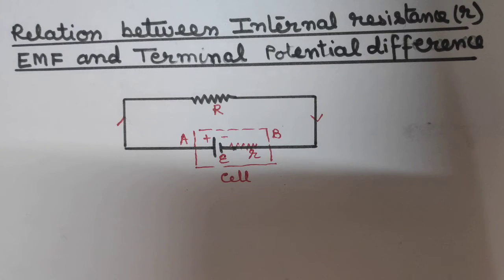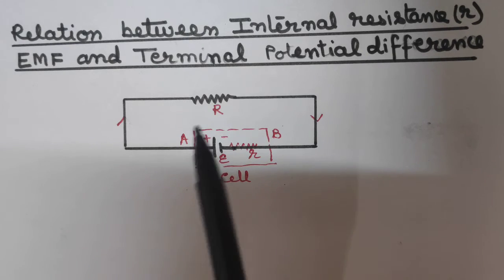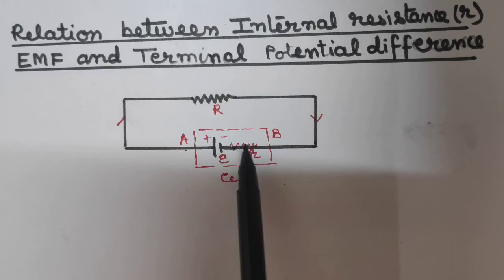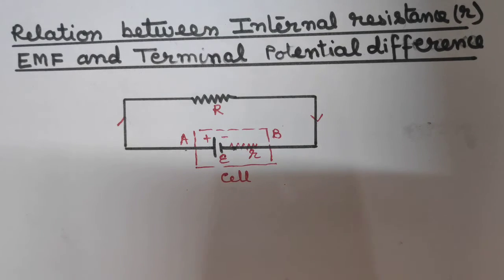Now, what is the relation between internal resistance, EMF, and terminal potential difference? Internal resistance we already have discussed, EMF we already have discussed, and now terminal potential difference. So, terminal potential difference is the potential drop across the terminals of a cell when current is being drawn.